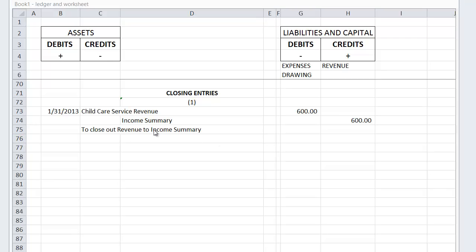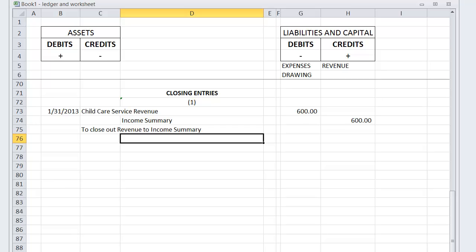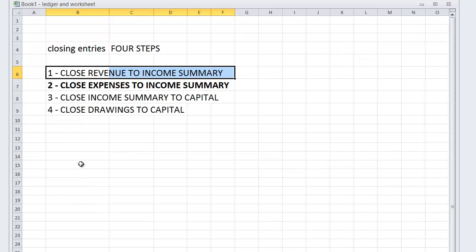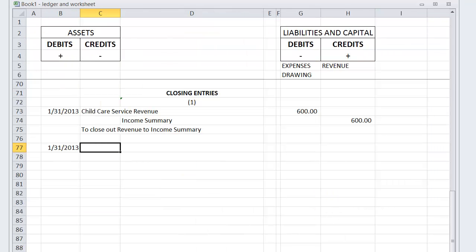So far we have done a closing entry that allows us to put a credit side to income summary. So the next thing that we are going to do is create another entry where we do 1/31/2013, and we close expenses to income summary. So that's the next step. So here we're gonna close expenses to income summary.